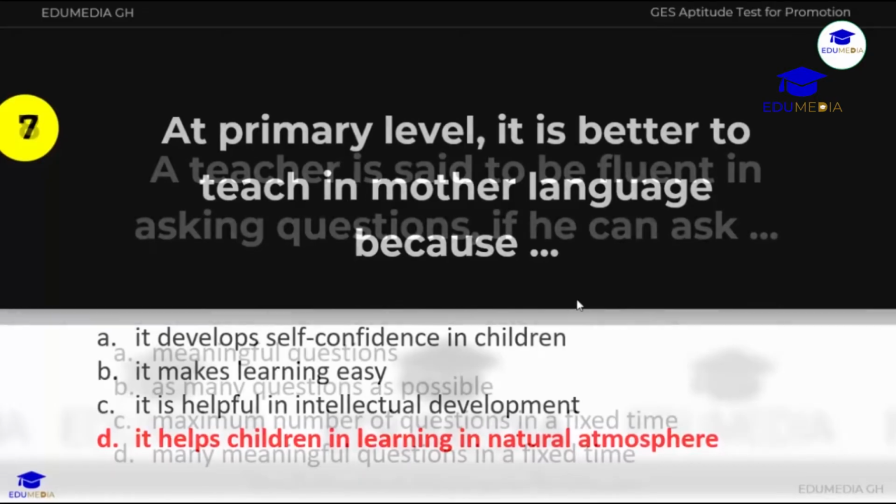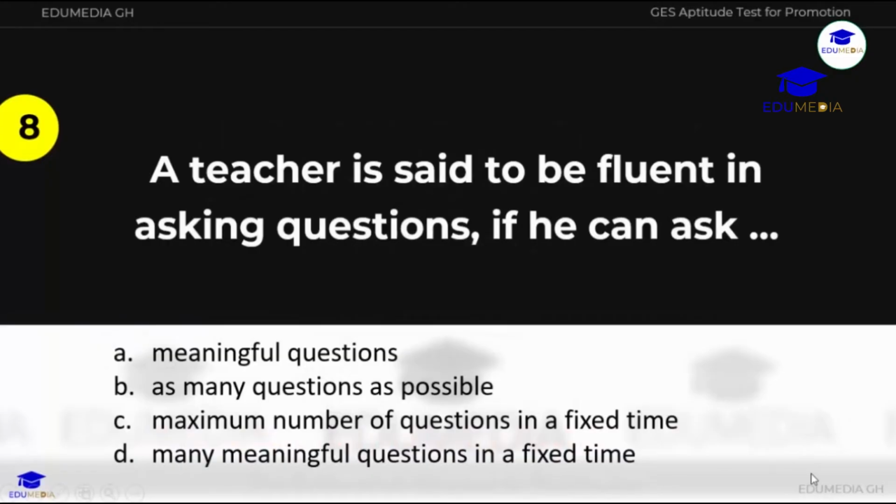Question number 8. A teacher is said to be fluent in asking questions if he can ask A. Meaningful questions, B.